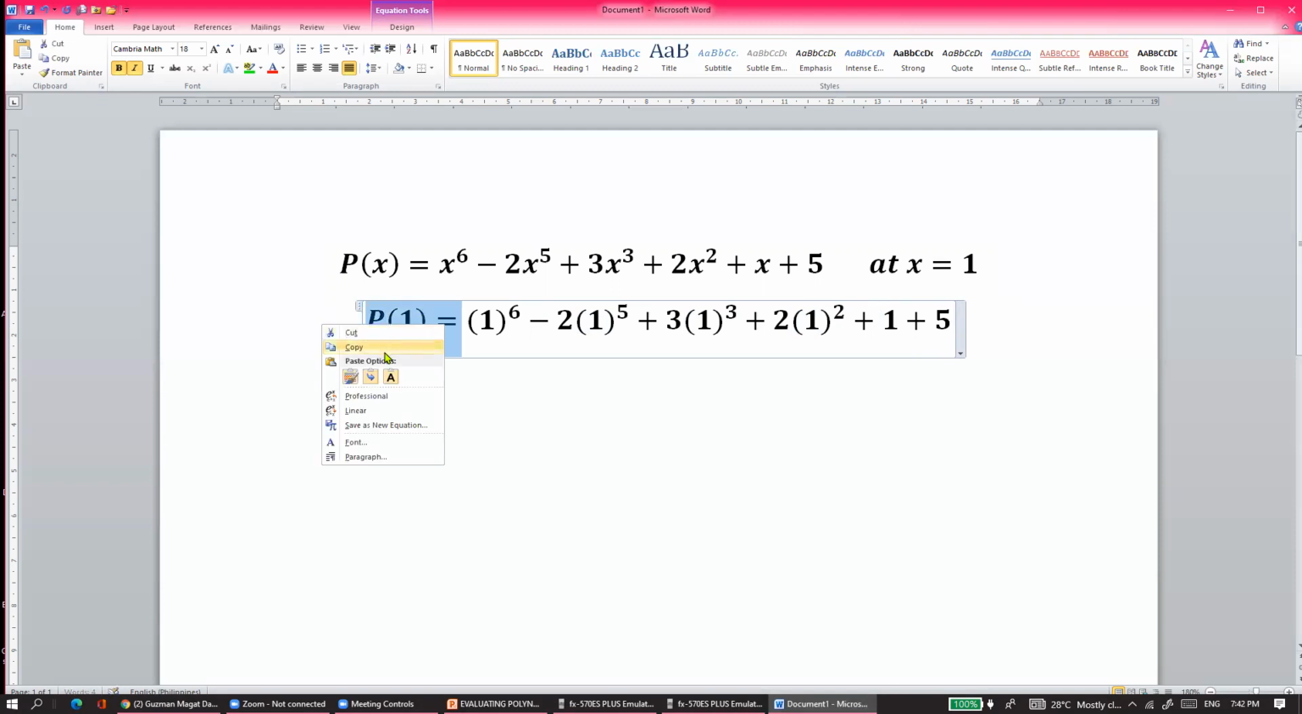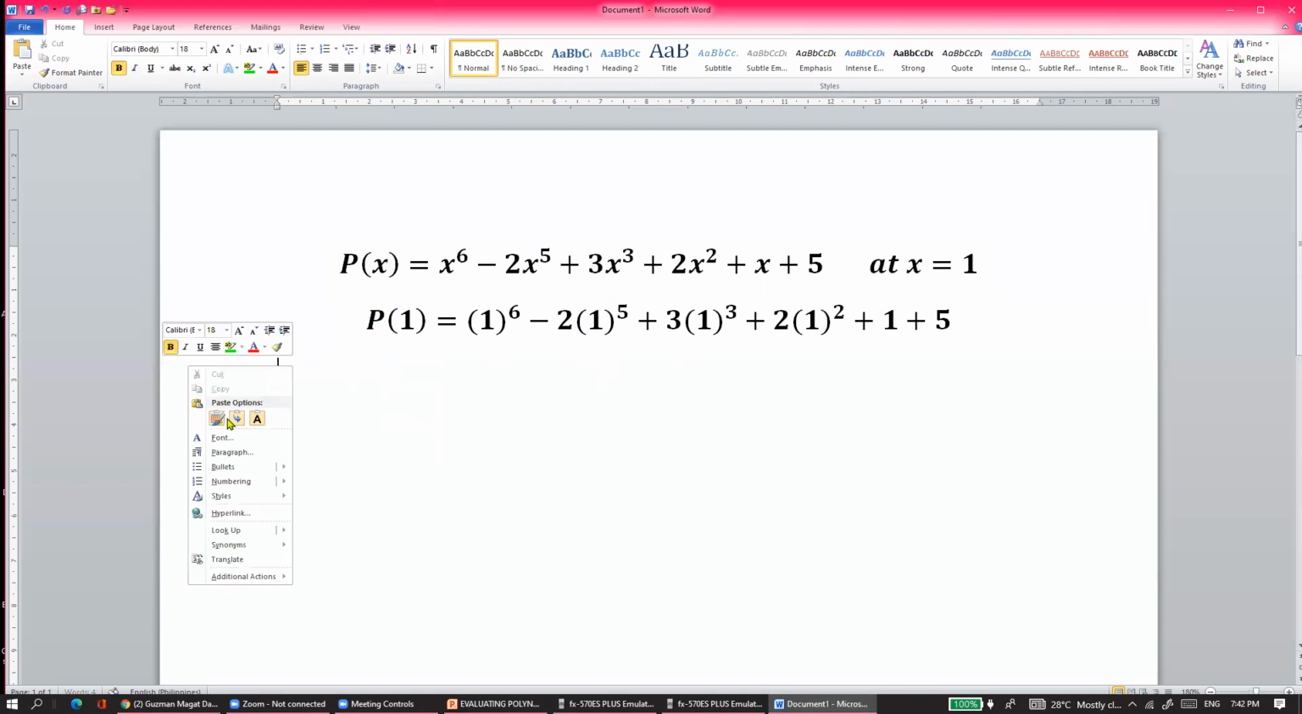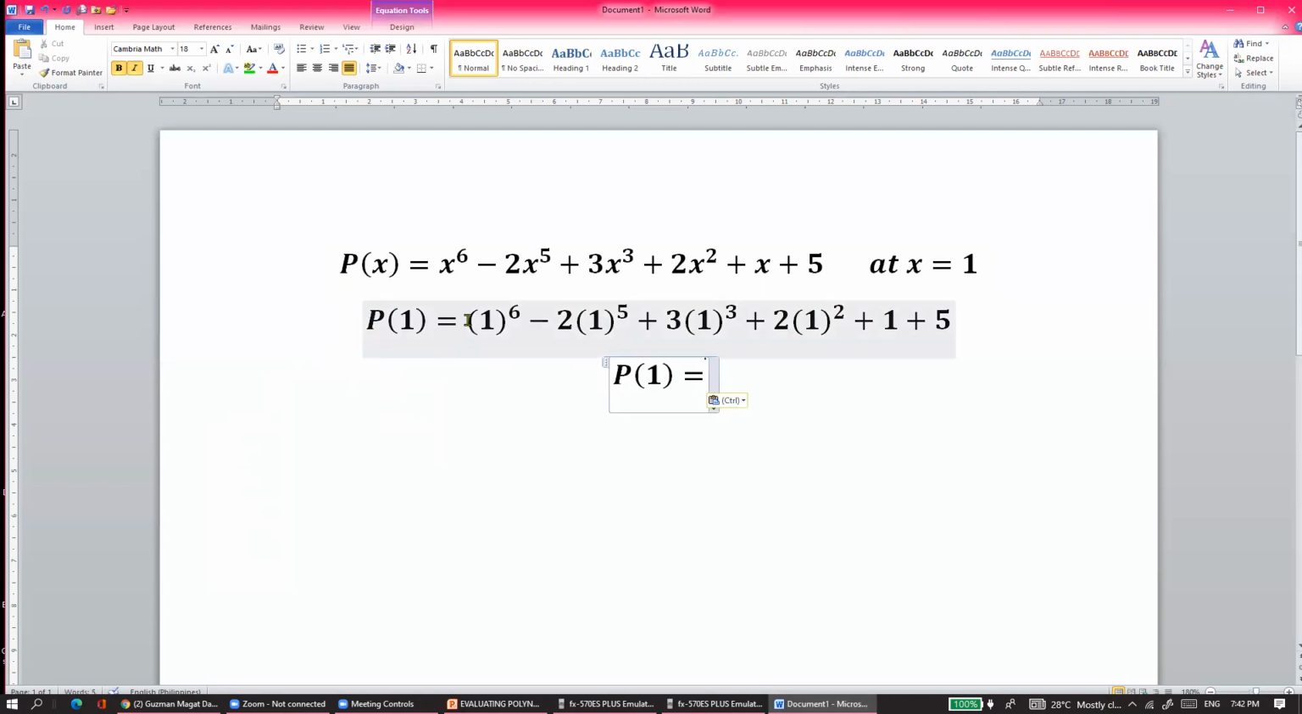So kung mano-mano kung gagawin yan, anak, halimbawa walang calculator, ano? Para lang makita mo talaga siya. Ang 1 to the 6, ito, 1 pa rin yan. Okay? So ang 1 to the 5th power is 1, then times 2 is 2 pa rin. So ibig sabihin hanggang dito, minus 2. Pagdating sa pang-along term, ang 1 cube is 1, but 1 times 3 is 3. So ibig sabihin nito is plus 3.